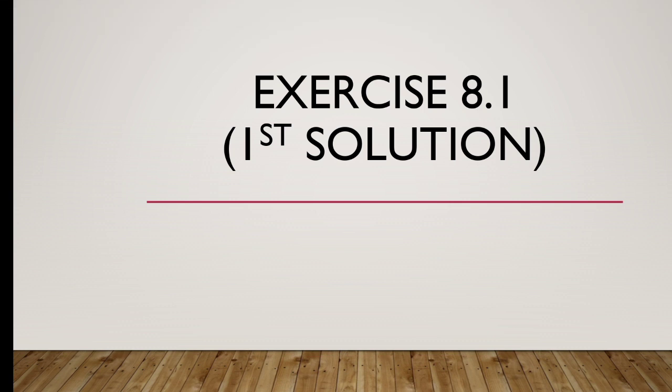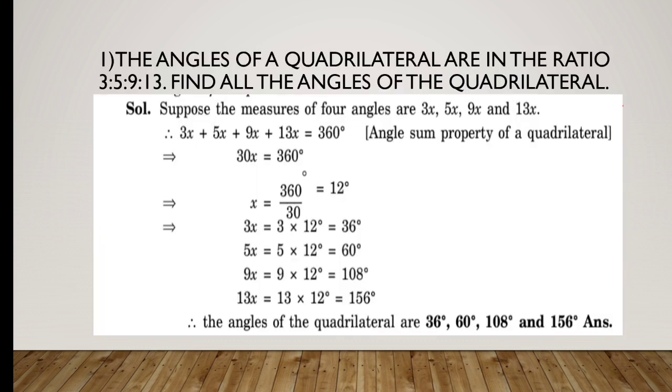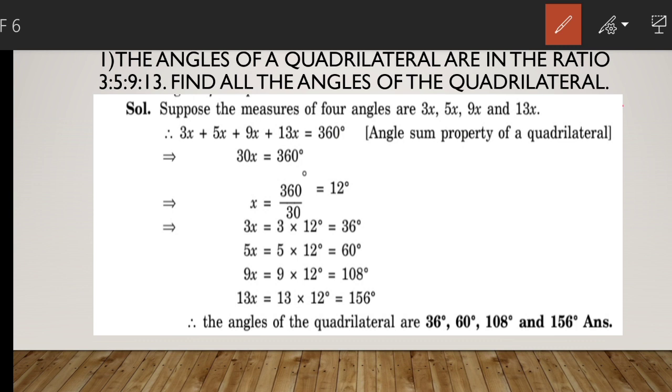Good morning, students. Today we are going to do the exercise of quadrilaterals, that is the first exercise 8.1. Today we are going to discuss the first four sums of this exercise. So the first sum of the exercise is: the angles of a quadrilateral are in the ratio 3:5:9:13. Find all the angles of the quadrilateral.